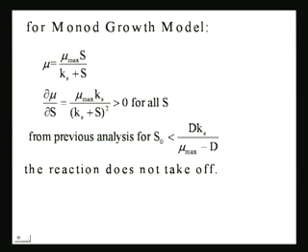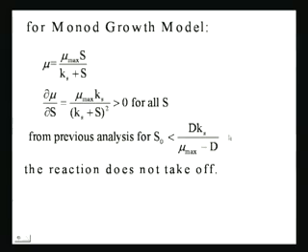If you remember, the criterion was S naught greater than dKs over mu max minus d, and mu max had to be greater than d. Why did mu max have to be greater than d? Because one of the criteria for steady state was mu equals d. Now, mu equals mu max times some number which is less than 1. So obviously mu max has to be greater than d.